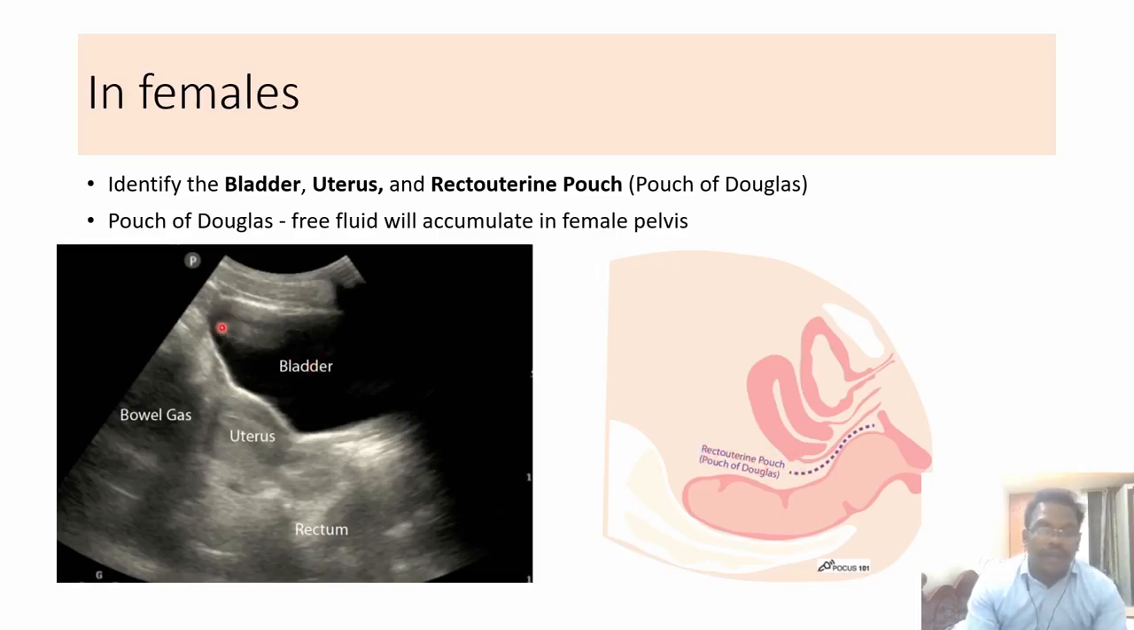Here in the ultrasound image, we can see the completely anechoic structure. This is the urinary bladder, and posterior to the urinary bladder, we can see the uterus, and posterior to the uterus, we can see the rectum. Here we can say there is no free fluid collection between the uterus and rectum. A small dot of anechoic structure is seen. This could be normal physiological fluid in the pouch of Douglas.